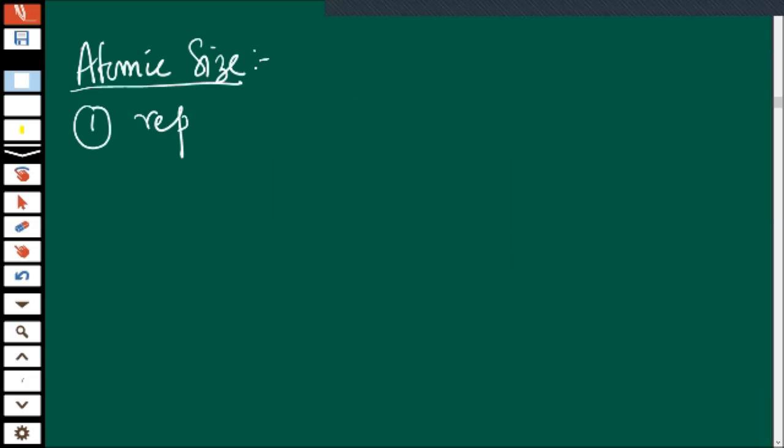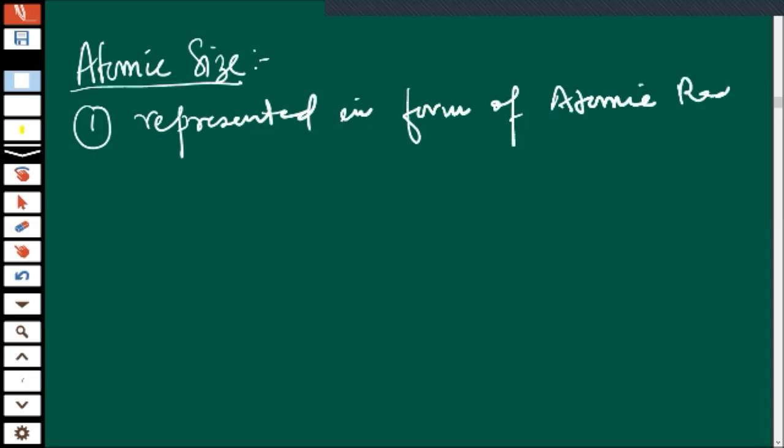So atomic size is represented in form of atomic radius. Okay, children? Atomic radius, that is R. So you all know what is R. It is the distance between the center of nucleus to the outermost electron. Okay, this is known as R.